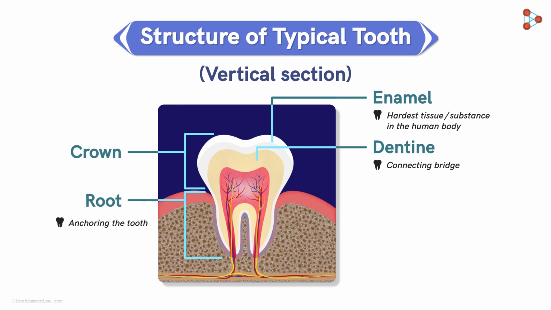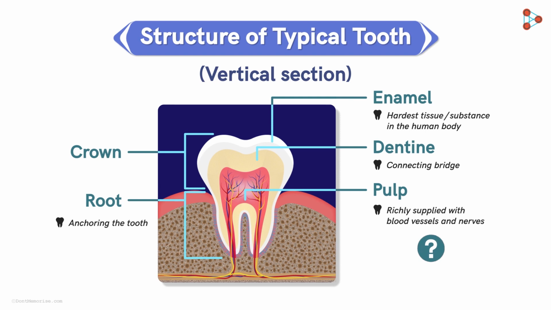Now let's talk about the next part. This one. Do you know what this is called? It's called the pulp. And why so? Well, the portion is extremely soft and fleshy and is richly supplied with blood vessels and nerves. So whenever we feel the pain in our mouth, it's this region that sends us a signal. So is that its sole function? Of course not. The blood vessels in the pulp help in nourishing the tooth.